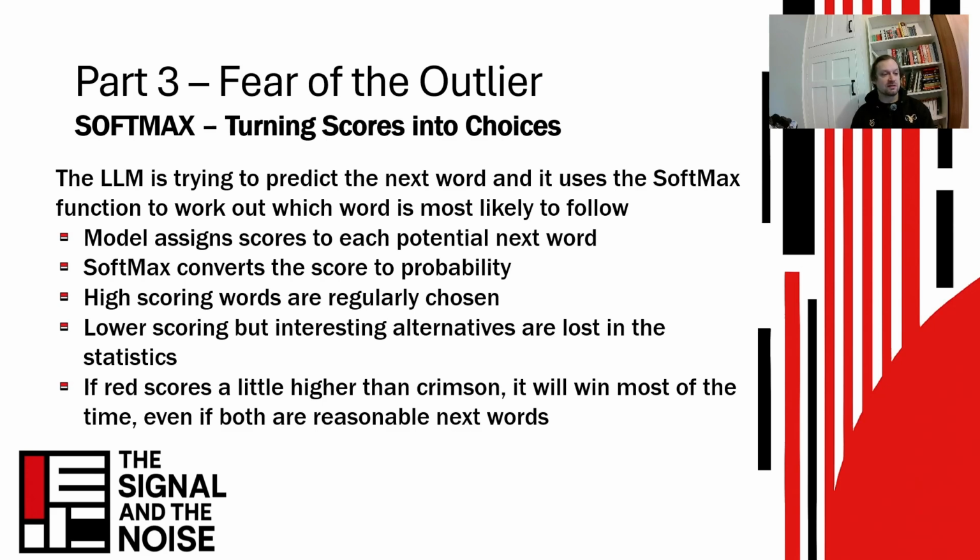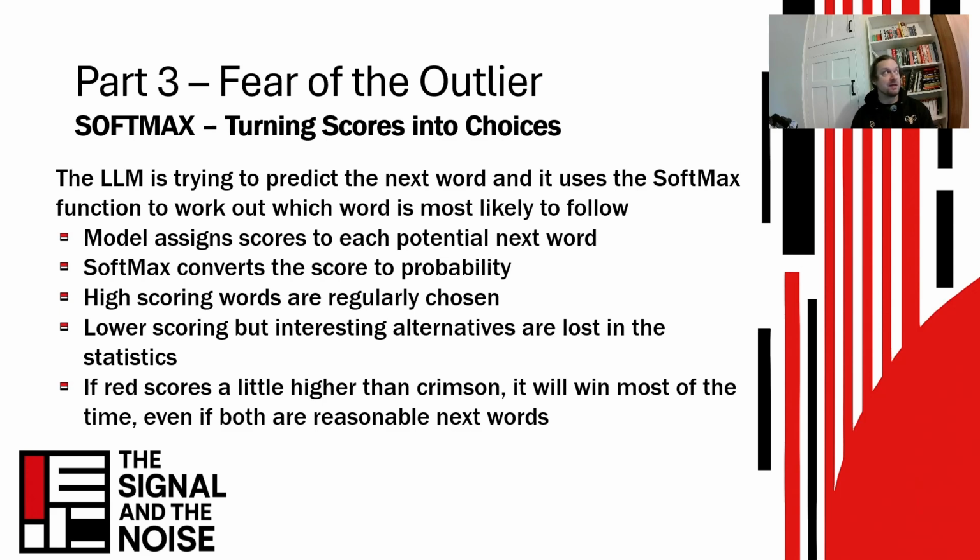The model assigns a score to each potential next word that could follow in the string, and the softmax converts the score to a probability. High scoring words are regularly chosen, and lower scoring words that may be interesting alternatives are lost in the statistics. For example, if red scores a little higher than crimson, it will win most of the time, even if both words are completely reasonable.